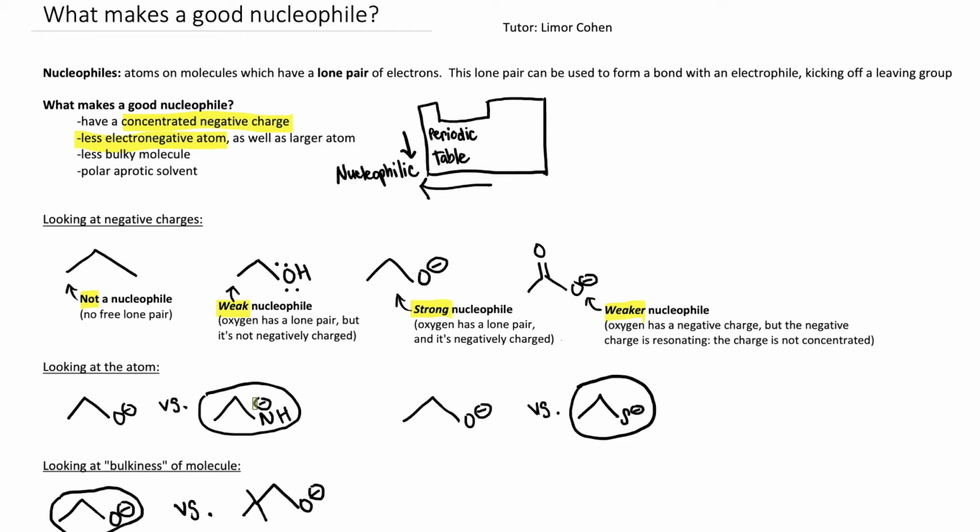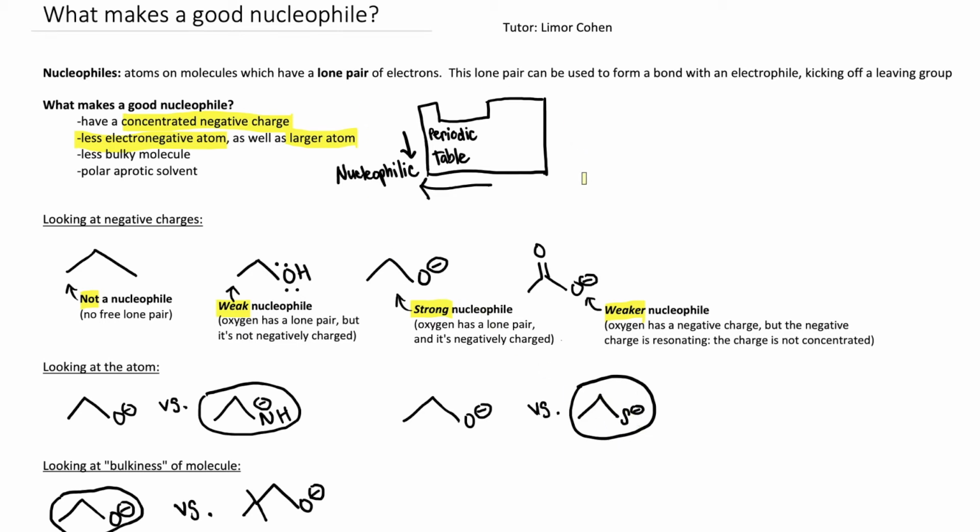So because of that, nitrogen is going to be a better nucleophile. The other factor with atoms is that larger atoms are better nucleophiles than smaller atoms. So for example, if we're comparing oxygen with a negative charge to sulfur, sulfur is a row below oxygen on the periodic table, meaning it's larger. That means that the electrons in sulfur are further away from the nucleus, so they're less tightly bound to the atom, and they're more free to go out and form bonds with other atoms. So because of that, sulfur is going to be a better nucleophile.